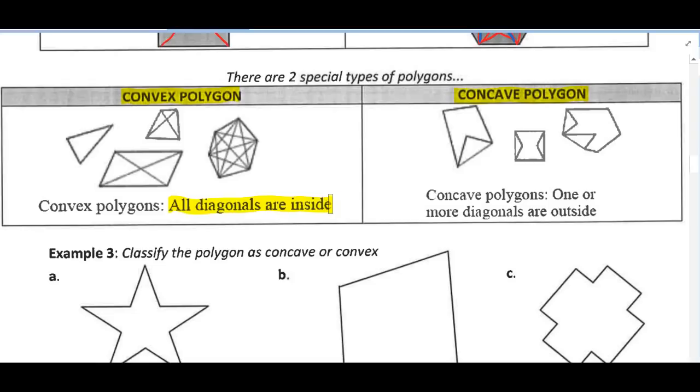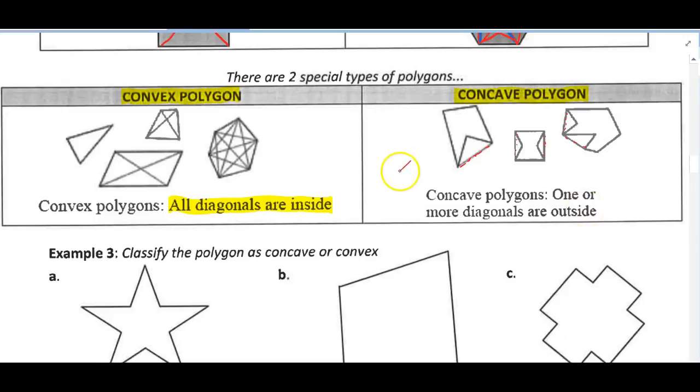However, over here, notice I have this diagonal which is outside the figure, and then I have a couple diagonals over here and over here. Those are outside. Here are some diagonals that are outside. Okay, so if it's concave, one or more diagonals or part of those diagonals are outside.